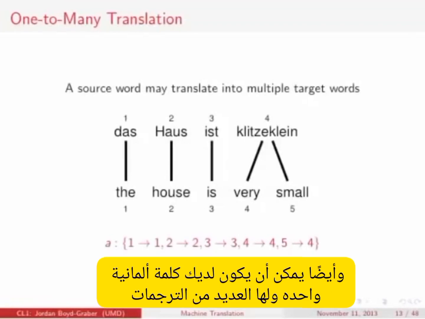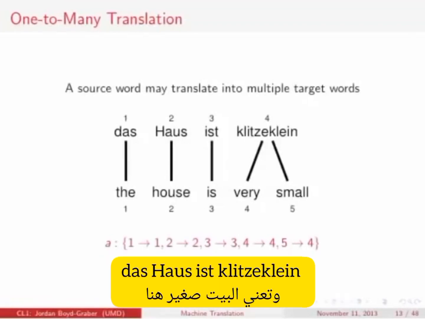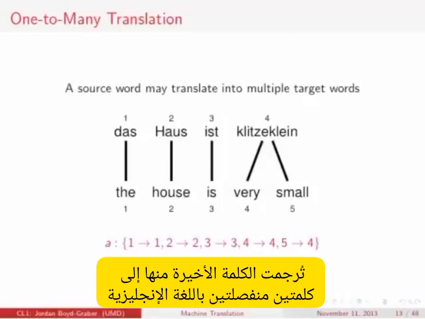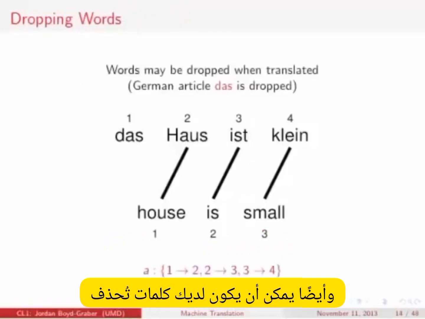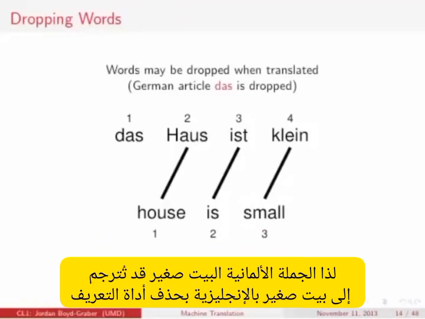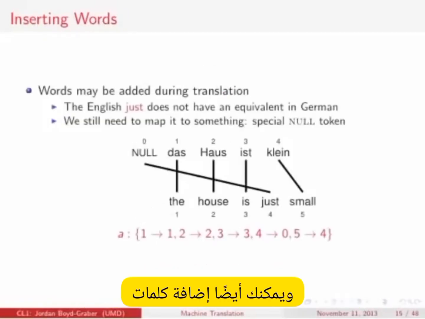You can also have a one-to-many translation. So the sentence, das Haus ist klein, there the final German word is translated into two distinct English words. You can also have words that drop. So das Haus ist klein may be translated as house is small, dropping the article. You can also insert words.